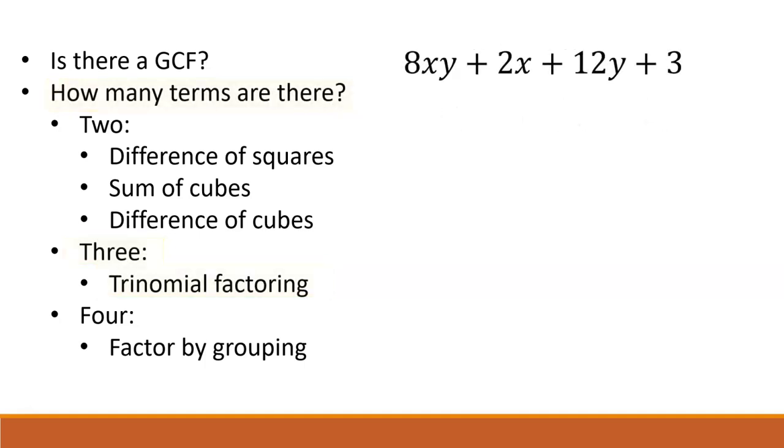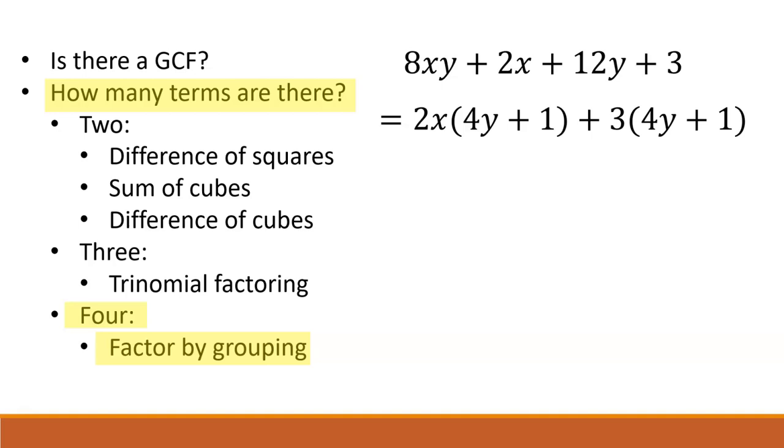Now let's factor 8xy plus 2x plus 12y plus 3. There's no greatest common factor, and this time we have four terms. So with 4 terms, we're going to try factoring by grouping. If we group the first 2 terms together, we can find a common factor of 2x and a remaining factor of 4y plus 1. And if we group the last 2 terms together, we have a common factor of 3 and a remaining factor of 4y plus 1. Now we have a common factor of 4y plus 1 and a remaining factor of 2x plus 3.